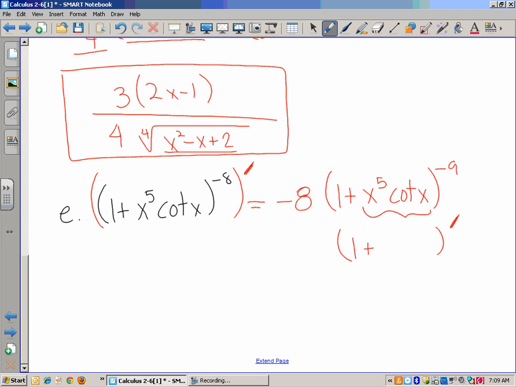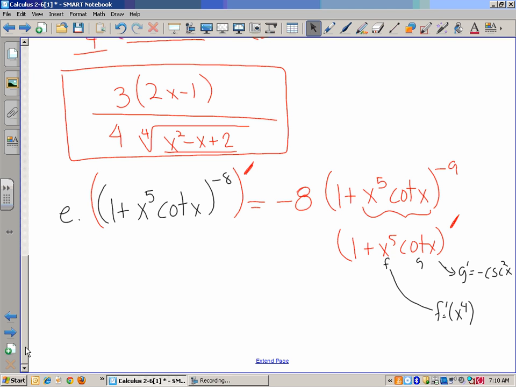So I need to take the derivative of this, but in order to do that, I have to use the product property. So as a little aside, I'm just going to come over here, and I'm going to call this one f and this one g. And so f prime is going to be x to the 4th, and g prime is going to be, let me get more space, g prime is going to be equal to negative cosecant squared of x.